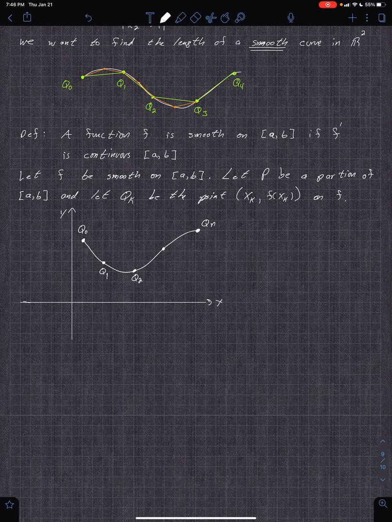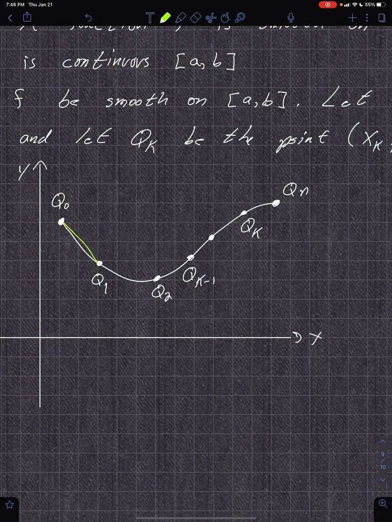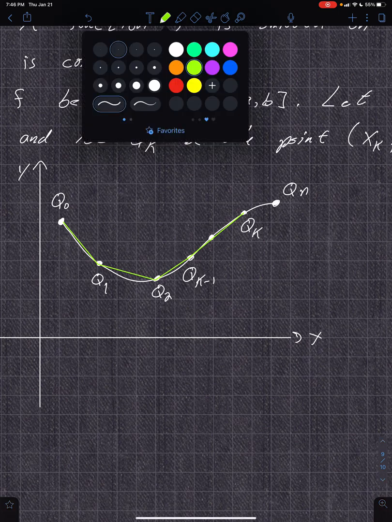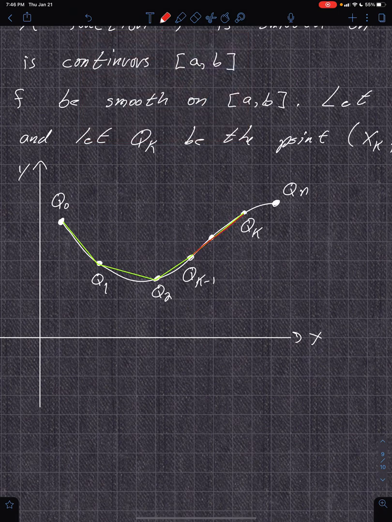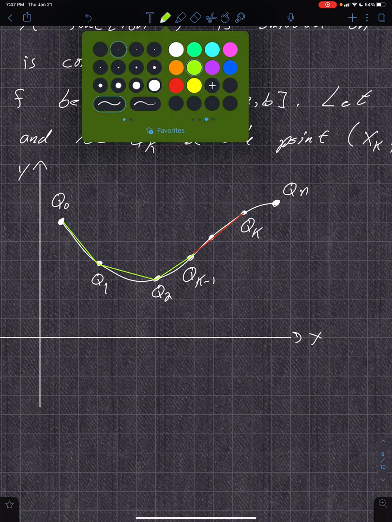Oh, and then this would be q sub k minus 1, and this will be q sub k. And so, just like we were doing a second ago, we're going to look at these lengths. That length, that length, this length, this length. I'm going to highlight that one in red. And this length.